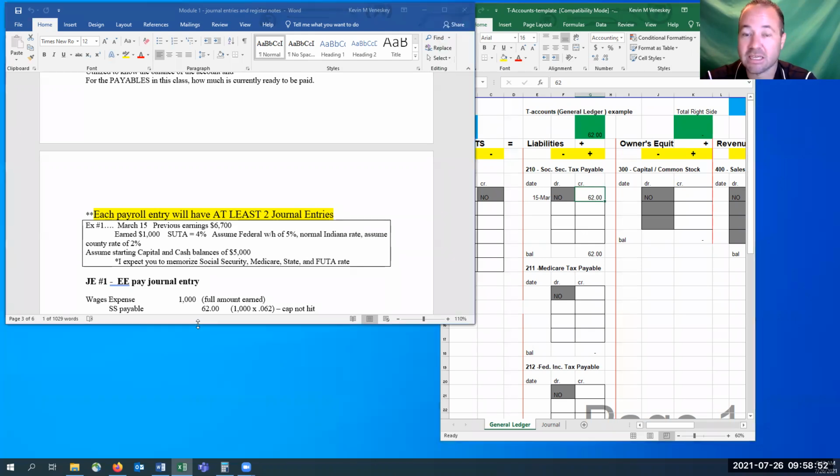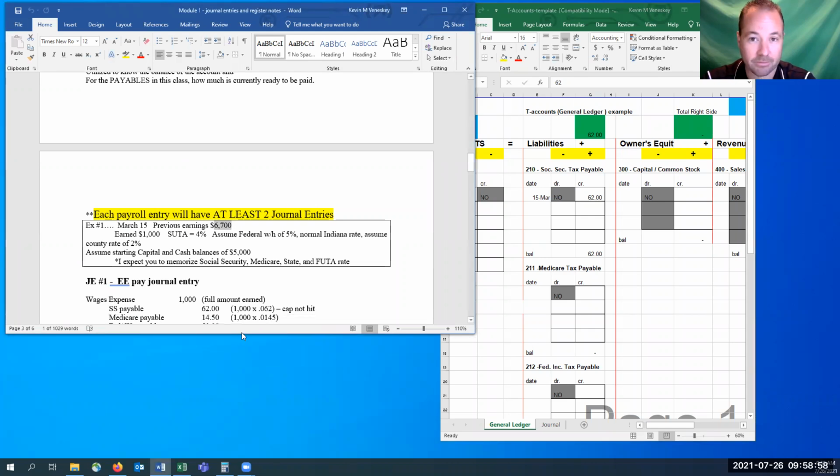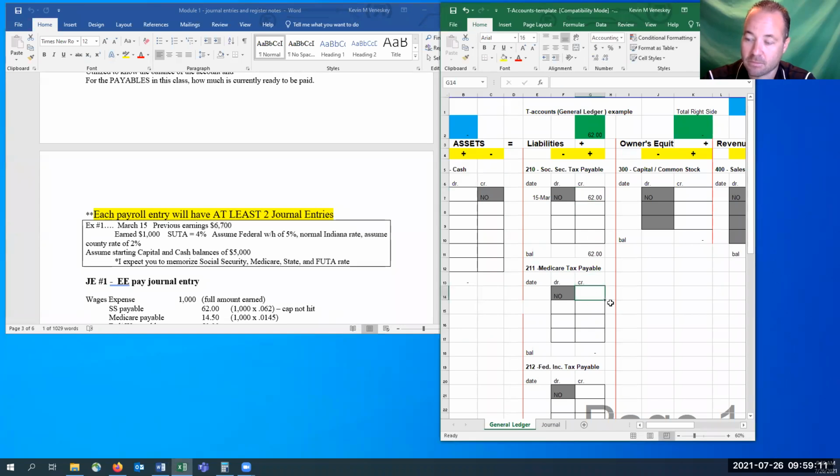All right. Our second item, if you go back up, our next one is the Medicare. Medicare, there is no cap. All the amount that we earn is taxed at the full 1.45%. So 1,000 times 1.45% is 14.50. So I put in 14.50.